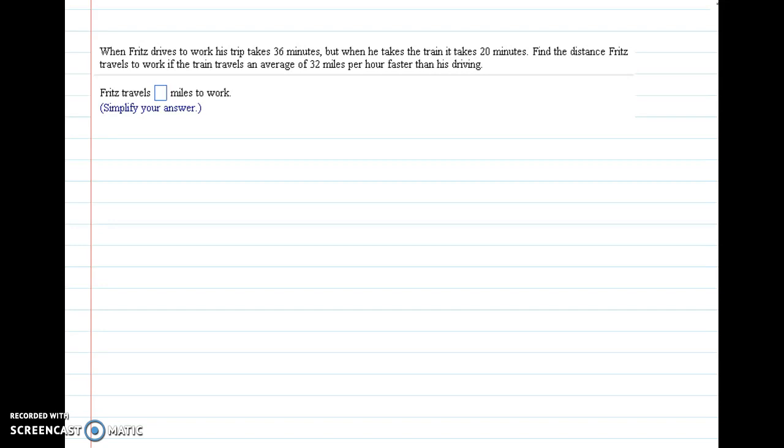Okay, let's talk about Fritz. Fritz drives to work, and it takes him 36 minutes. So that means that his time is 36/60ths of an hour. Remember how we talked about how important units are going to be. But he also sometimes takes the train. And when Fritz takes the train, it only takes him 20 minutes, or 20/60ths of an hour.